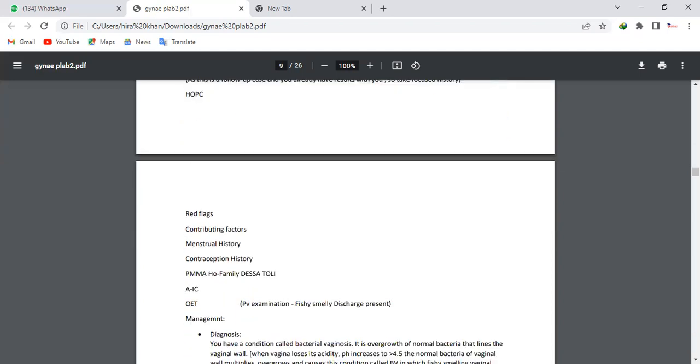And then also about the smear. You haven't asked about the smear. After 25 years of age, for every female having any kind of symptom in the OBS department, gynae related issues, you have to ask about the pap smear, because that way the examiner will know, well, he or she is a safe doctor. She actually knows the basics.